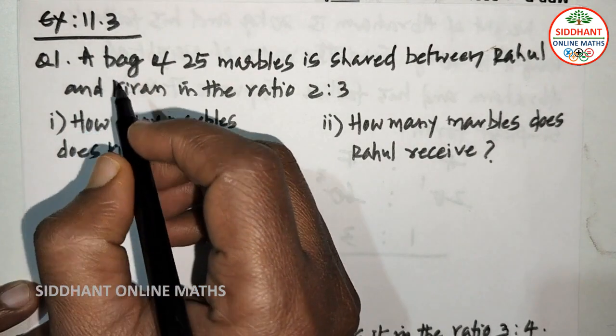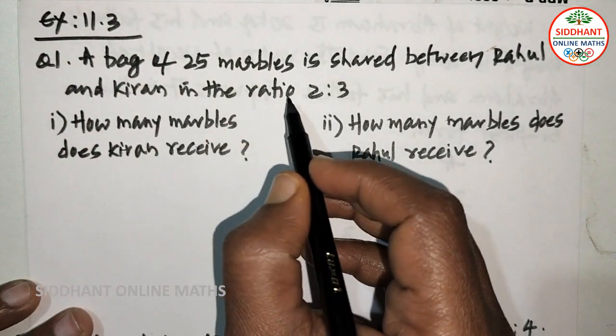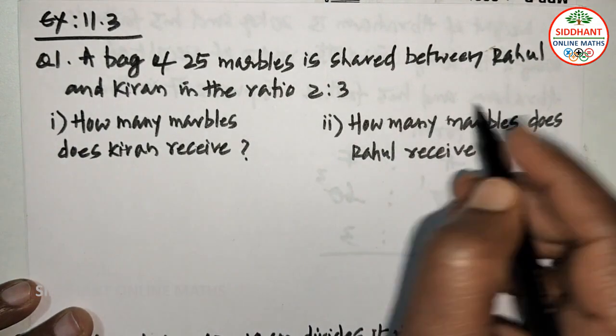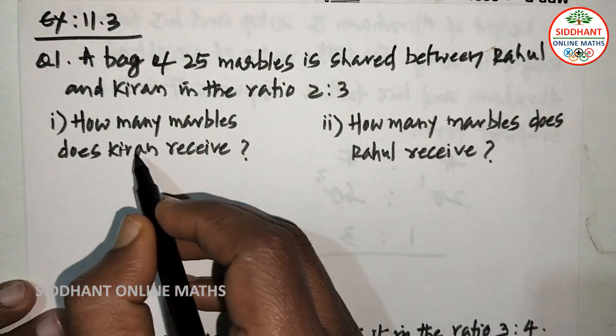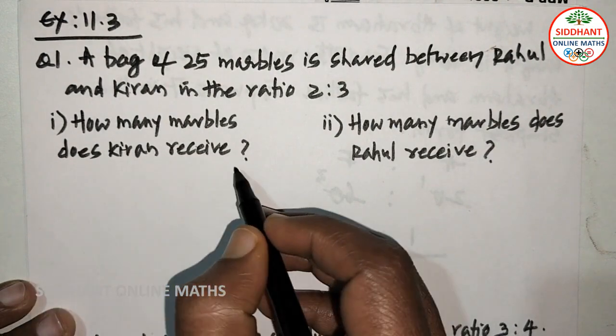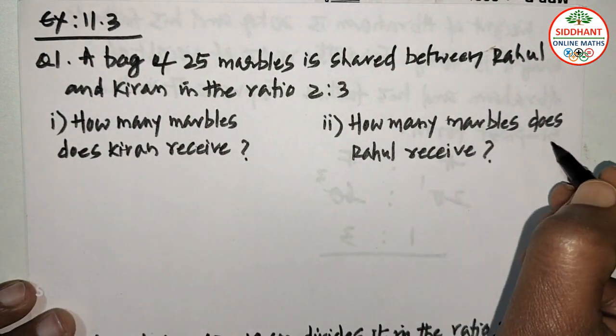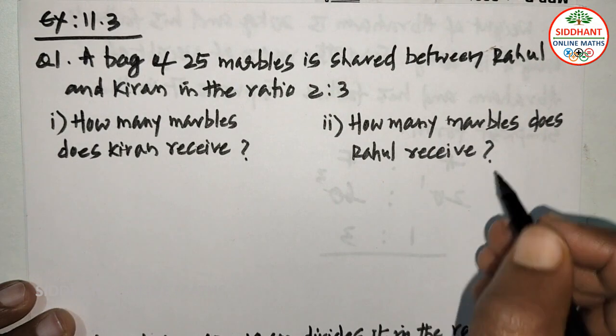Exercise 11.3, question number 1. A bag of 25 marbles is shared between Rahul and Kiran in the ratio 2:3. First question, how many marbles does Kiran receive? Second, how many marbles does Rahul receive?